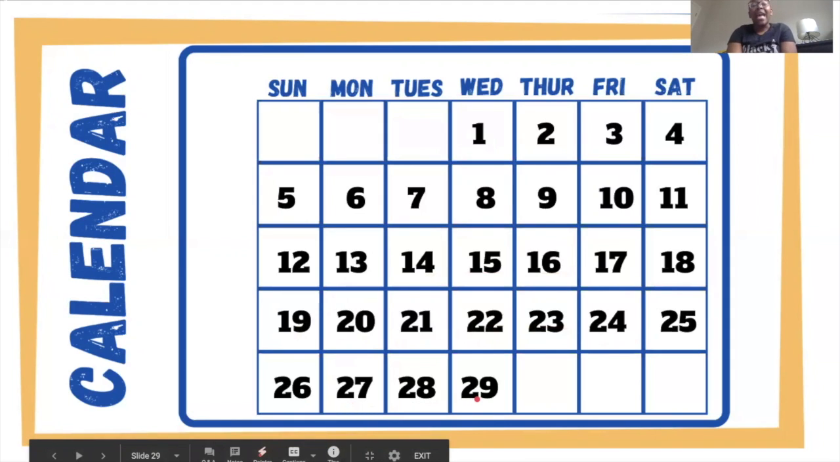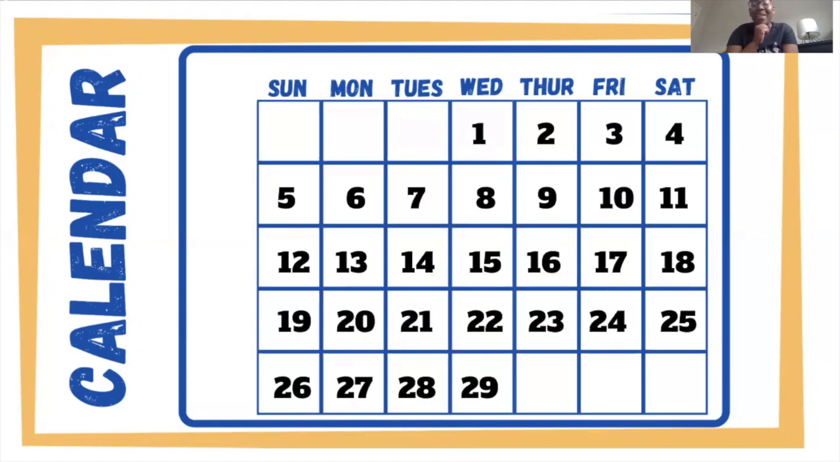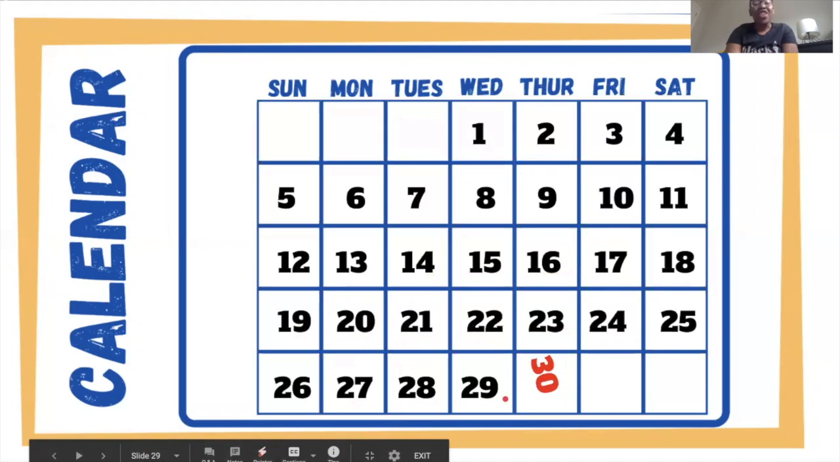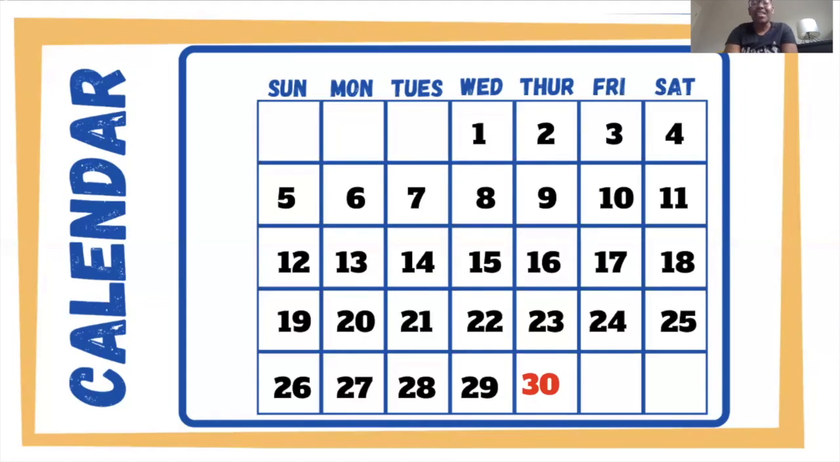What number comes after 29? That's right. Today is day 30. There are 30 days in the month of April.